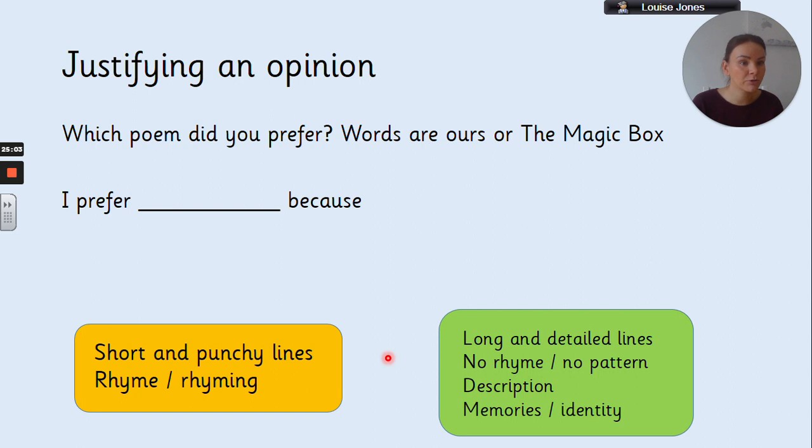Do you like all of the description and the words? Do you prefer it because it's got memories in it and it's things that make the poet happy and you like that about the poem? Or if you prefer Michael Rosen's poem, I prefer Words Are Ours because it's got short and punchy lines, and because it rhymes, and I like poems that rhyme. So either way, it's your decision. You're going to tell us what you think and why, but I would like you to make reference to these poetic devices that are at the bottom of the screen.